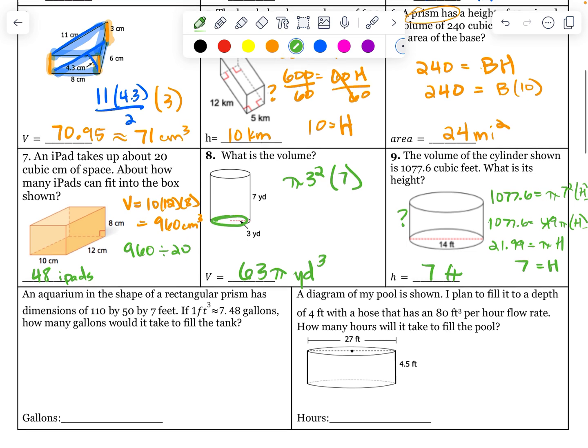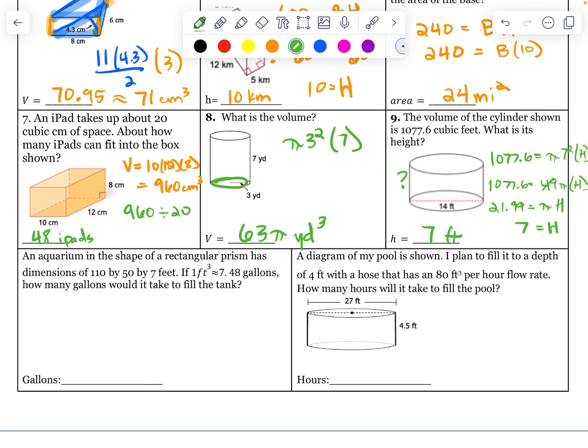Cool. Hard, but cool. An aquarium in the shape of a rectangular prism has dimensions. All right, rectangular prism. If 1 cubic foot is that many gallons, how many gallons would it take to fill it? Okay, so let's find the volume first. 110 times 50 times 7, 38500. Okay, so that's cubic feet.